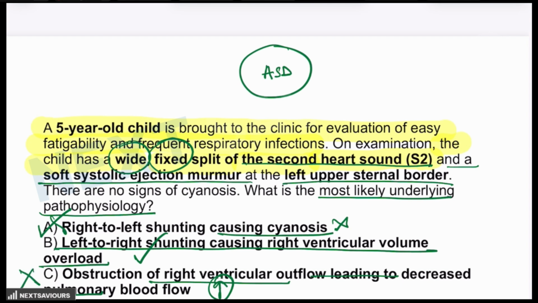And then finally, increased systemic vascular resistance causing left ventricular hypertrophy. You see, ASD does not increase the systemic vascular resistance. Instead, it is responsible for increasing the pulmonary circulation and right heart workload. So, this option is also ruled out. The best answer for this is basically the pathophysiological mechanism behind the earlier features of atrial septal defect.